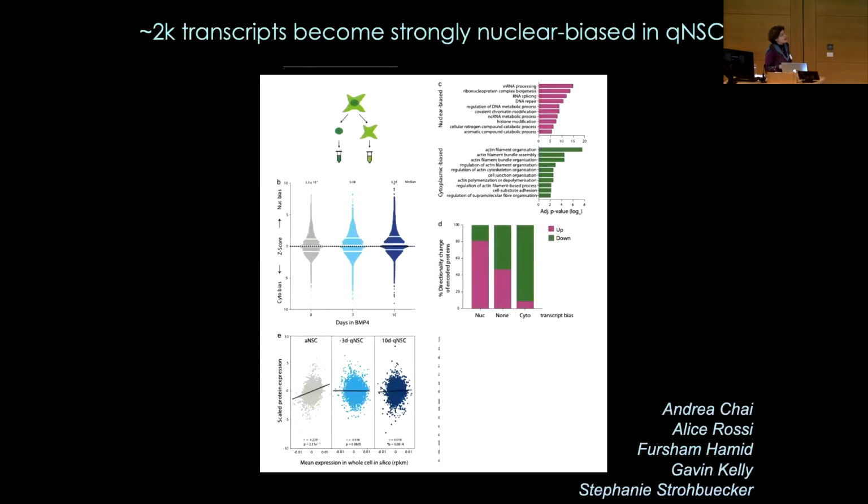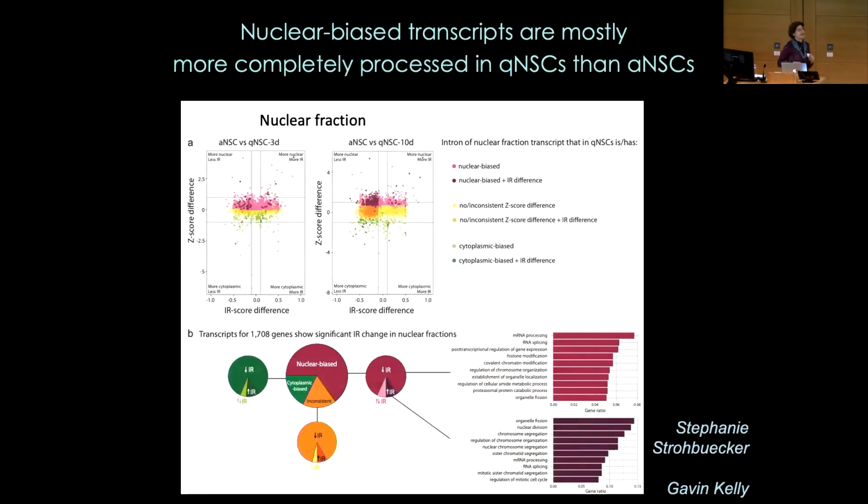So we found also interesting categories of what's held in the nucleus, and we think there's a hierarchical deployment of these factors according to the depth of quiescence. And we also looked at how processed they were in terms of splicing. So we sequenced with enough depth to look at intron retention. And to our surprise, we really had to confirm this. Most transcripts that are held in the nucleus are actually more completely spliced than in natural conditions.